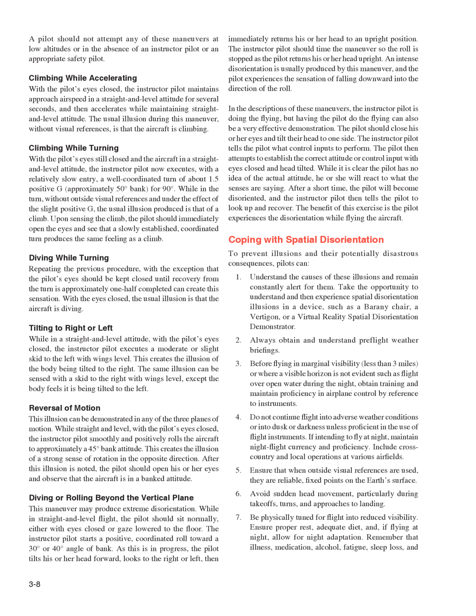Climbing while turning: with the pilot's eyes still closed and the aircraft in a straight and level attitude, the instructor pilot now executes, with a relatively slow entry, a well-coordinated turn of about 1.5 positive g, approximately 50 degrees bank, for 90 degrees. While in the turn, without outside visual references and under the effect of the slight positive g, the usual illusion produced is that of a climb. Upon sensing the climb, the pilot should immediately open the eyes and see that a slowly established, coordinated turn produces the same feeling as a climb.